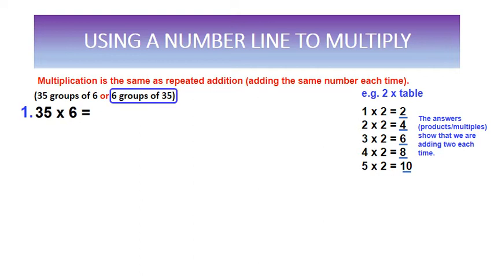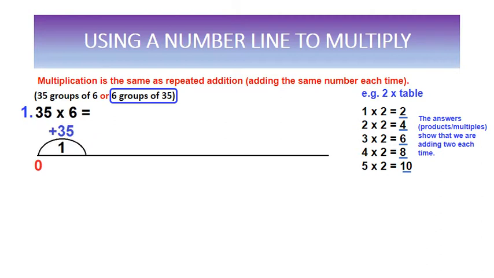So we're going to read it for our purposes now as 6 groups of 35, and we'll see why in a moment. So the first thing we do is draw a number line, and we put a 0 at the front. And what we're going to do is we're going to add on groups of 35, 6 groups of 35.